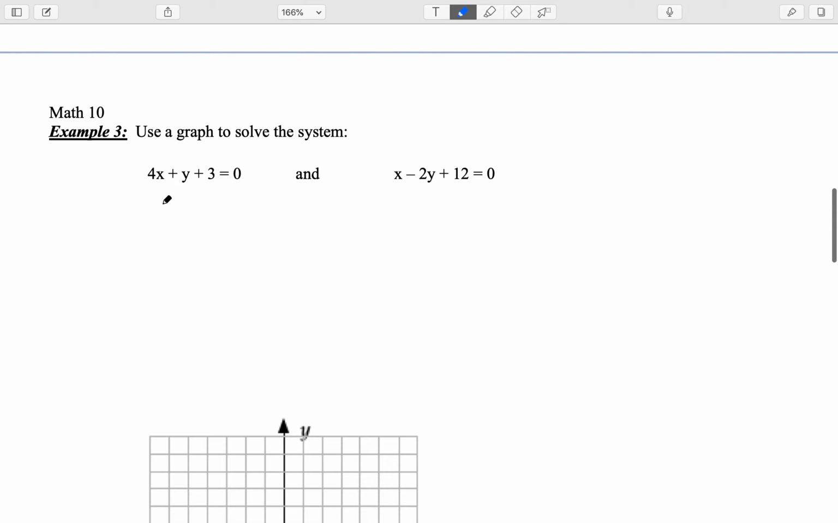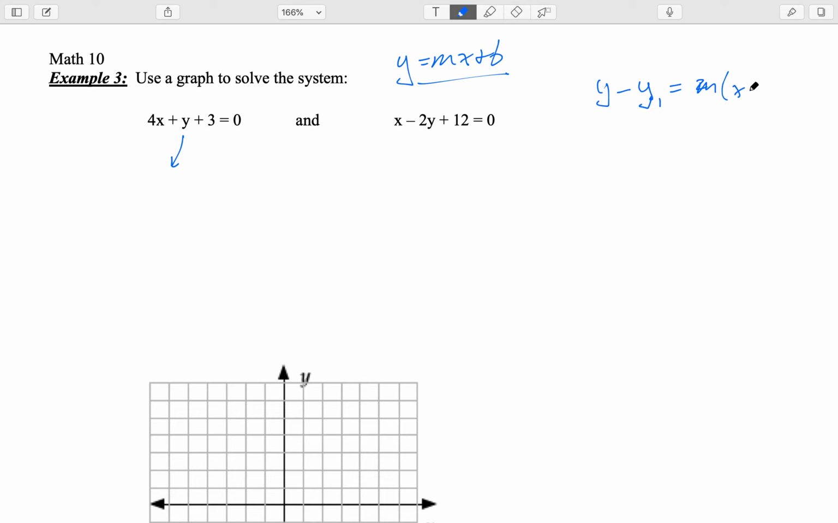So I don't know how to graph this line. Yes, you do. Isolate y. Remember? Oh yeah, y equals mx plus b is probably the easiest way of graphing a line. I mean, there is also y minus y1 equals m times x minus x1. There's all that stuff, but that's not this form.